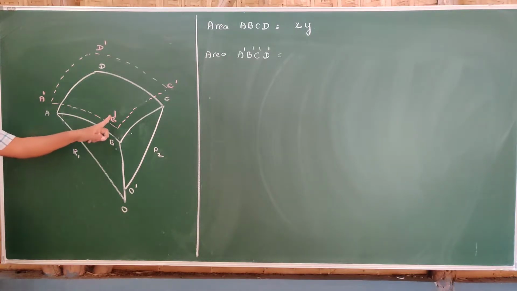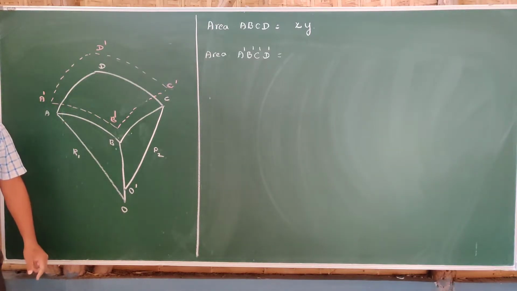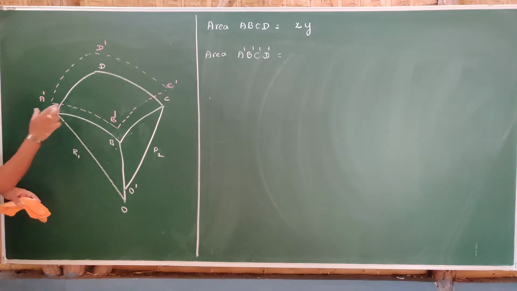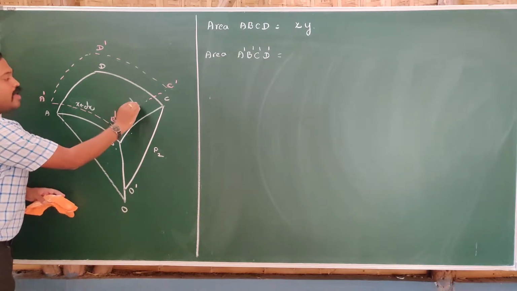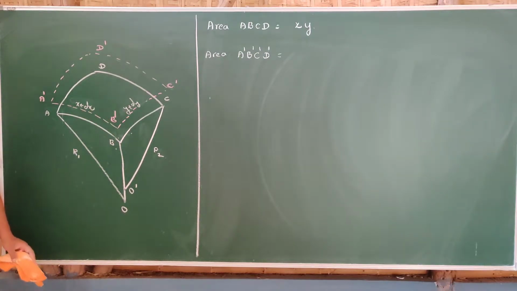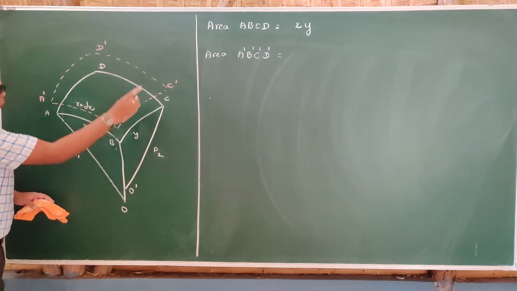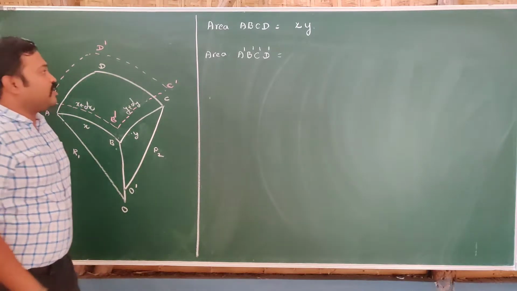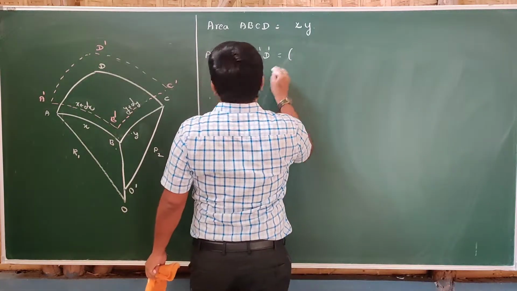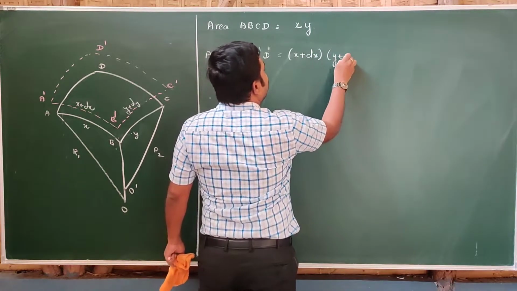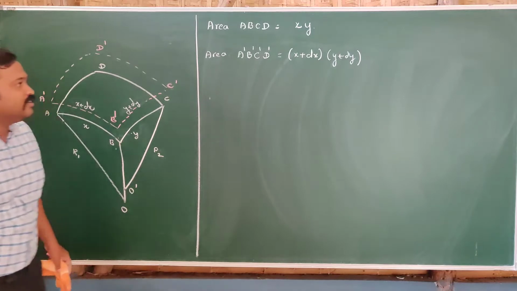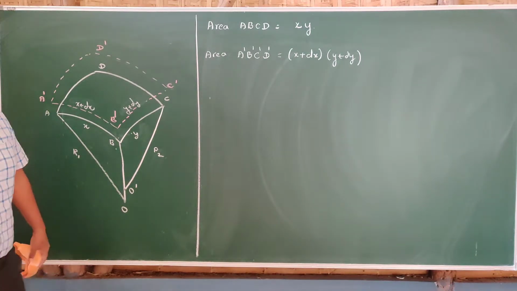A dash, B dash, C dash and D dash. What is A dash B dash? It is X plus dx. This is Y plus dy. Shall I multiply here? As I multiplied X and Y, I will be multiplying these two: X plus dx and Y plus dy, length into breadth.